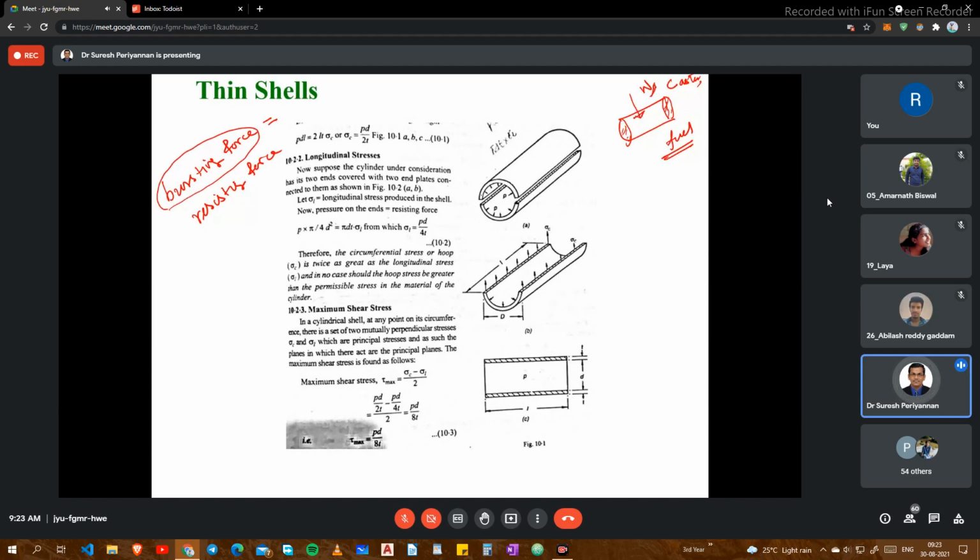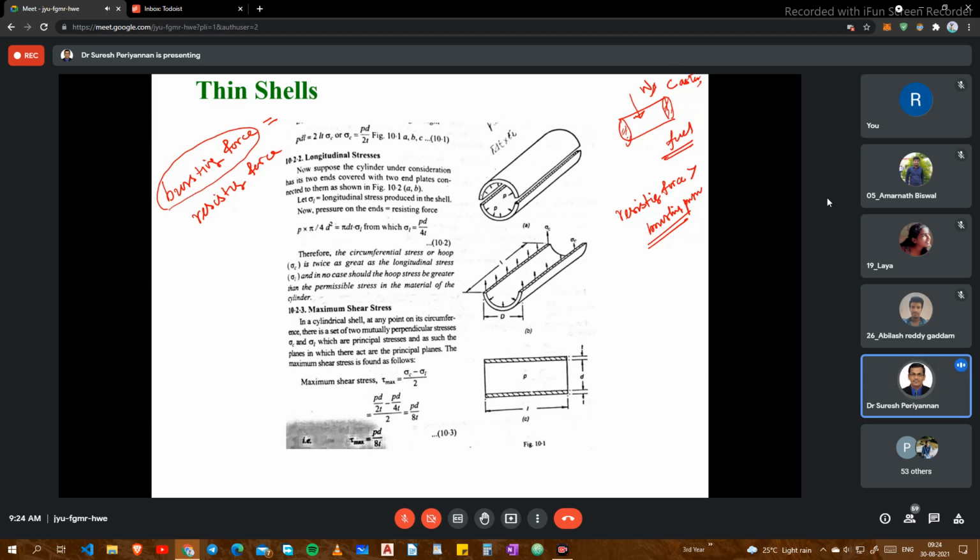But in the actual design condition, what condition should we consider? Can anyone tell me? The resisting force should be greater than the bursting pressure. While designing the shell, we have to consider this. Okay, you are very well aware of this. Now let me just recap: circumferential stress, or hoop stress, right?